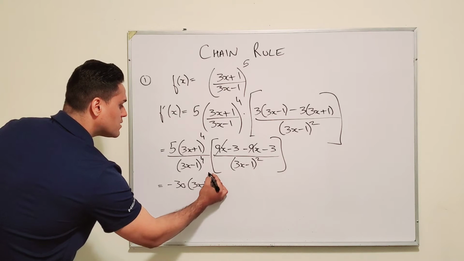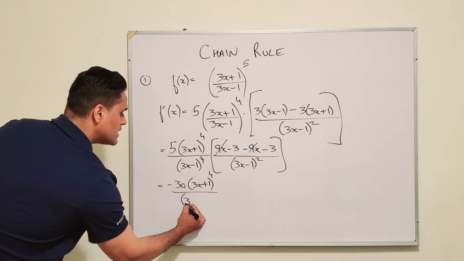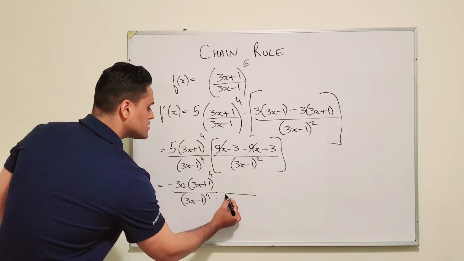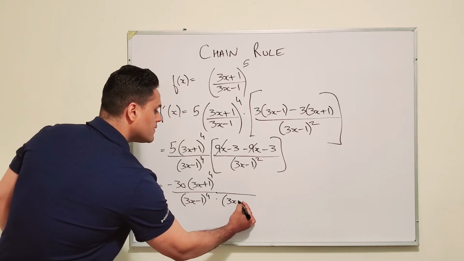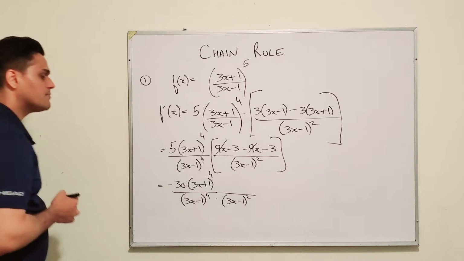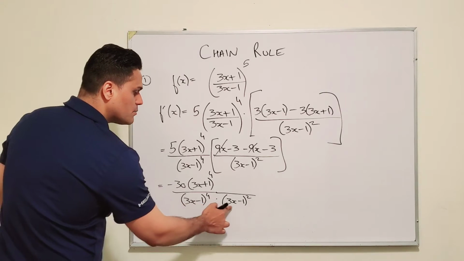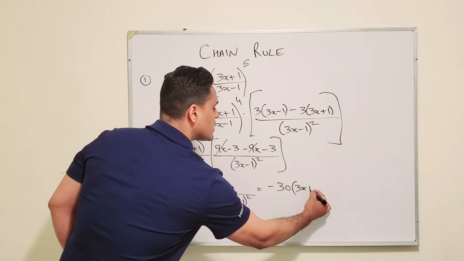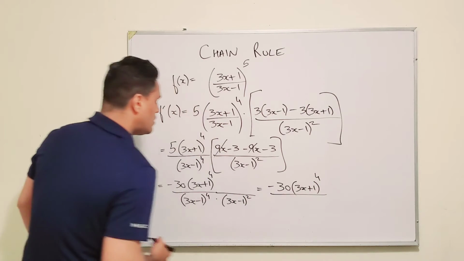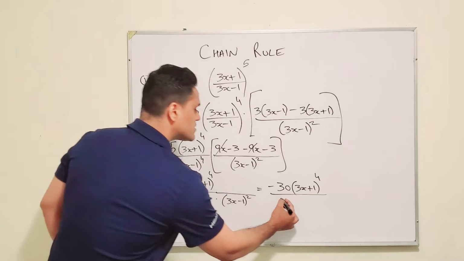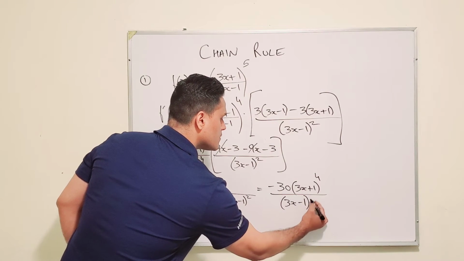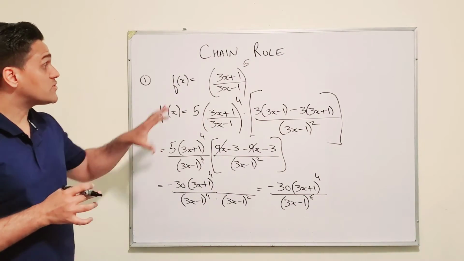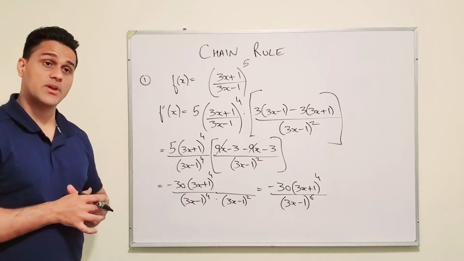We have 3x plus 1 raised to the power 4 over 3x minus 1 raised to the power 4. And we also have 3x minus 1 squared over there. So straight away, we can combine these two terms, and that would just be minus 30 times 3x plus 1 raised to the power 4 divided by 3x minus 1 raised to the power 6. And that's our final answer for this question. Okay, guys, this is a very good example. I want you to practice this a few times, okay?